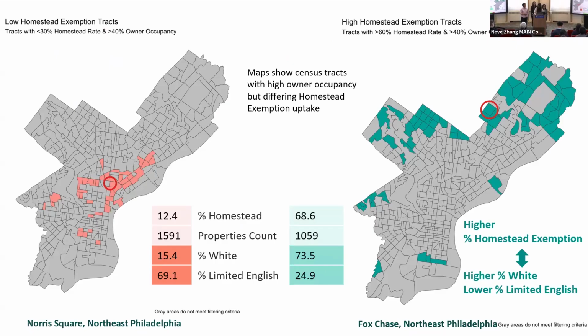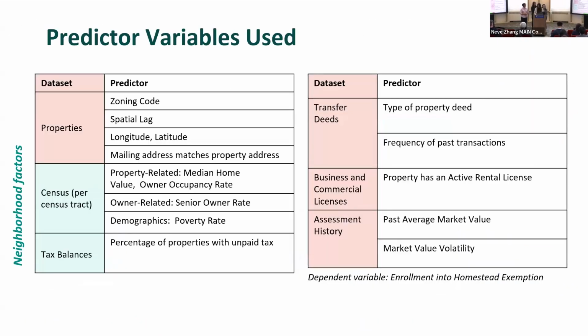And we also explore the data at the tract level, which helps us better understand the demographic characteristics of properties with different exemption rates. These two maps show census tracts with high owner occupancy, but they're different in homestead exemption uptake. The red map shows tracts with higher exemption uptake, and we also find that they always have a higher white resident rate and also a very low limited English proficiency rate. So this will also be an important variable in our model and also help us think about what our dashboard should focus on in the future. So based on our exploratory data analysis and also testing their significance, these are the data we will use in our model.